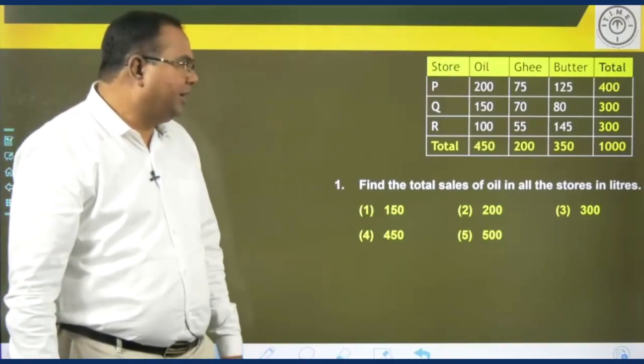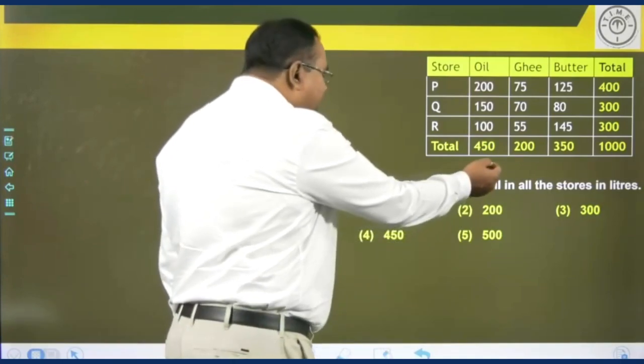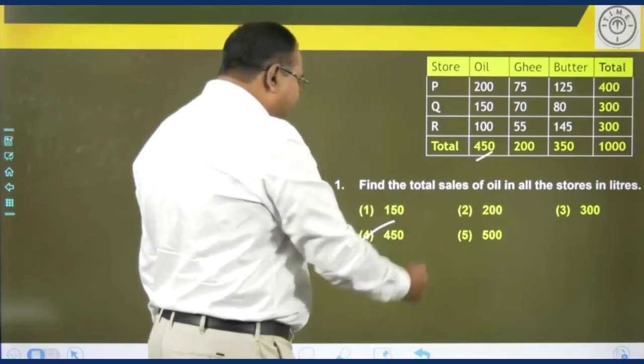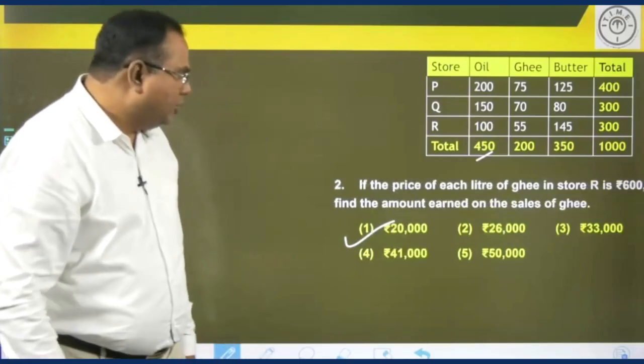Now, question number 1. Total sales of oil in all the stores. Total of oil, how much is it? 450. 450 is present in choice 4. Question number 2.